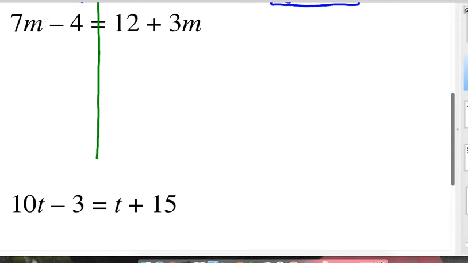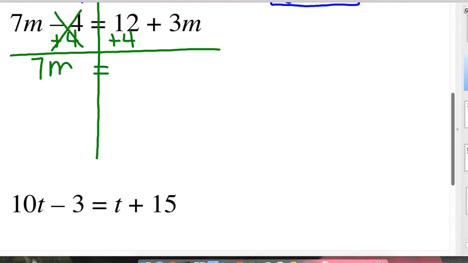So you do the opposite. Instead of minus 4, we add 4. On the left, I just have my 7m, and on the right, 12 plus 4 is 16, and there's the plus 3m still waiting for some attention. Now I look at my variable terms. I see the 7m on the left. He cannot move. And I see the 3m on the right. He's moving. It's moving day. He needs to jump on over to the other side so that he can combine with the other m. And right now it's plus 3m, so we're going to subtract 3m.